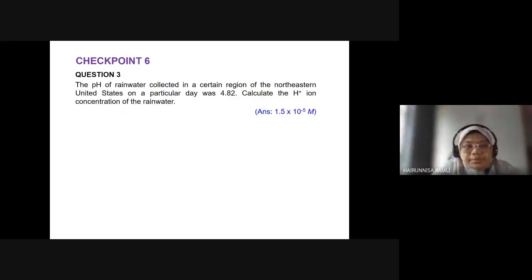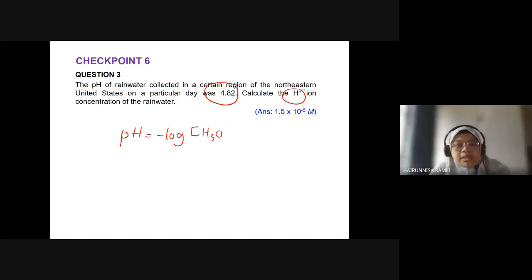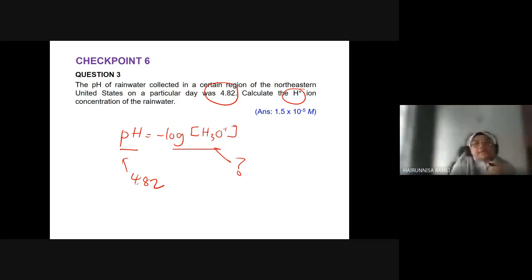Okay, how about this one? The pH of rainwater collected in a certain region of the northeastern United States on particular day was 4.82. Okay, calculate the H plus. Given pH, calculate the H plus. Now terbalik. Formula is pH equals to negative log H3O plus or H plus. Given is, ini yang dia nak cari. Given here is 4.82. Dapat tak sama? Saya tak kira. So kalau tak sama bagi tahu lah. So kita boleh betulkan slide ni nanti.